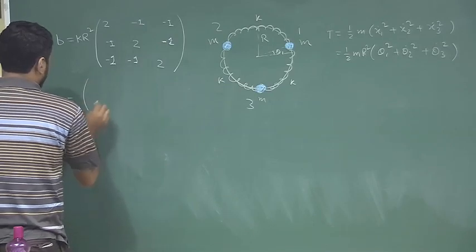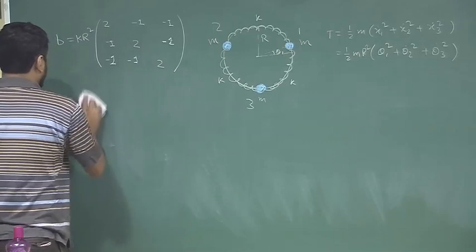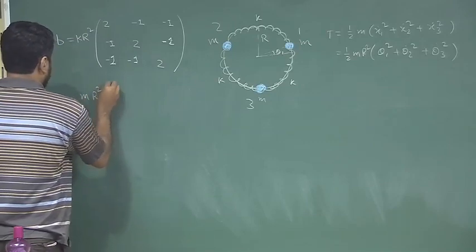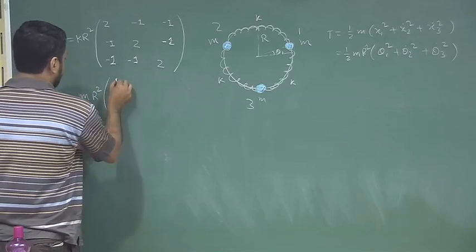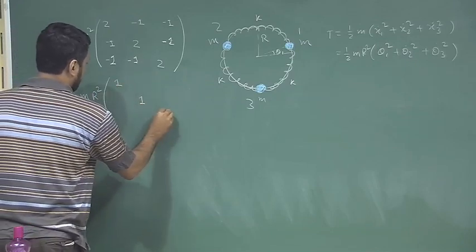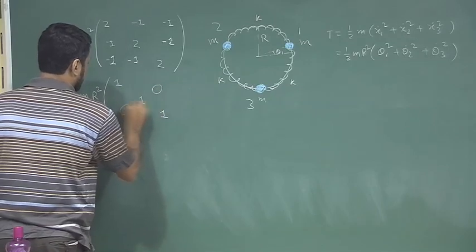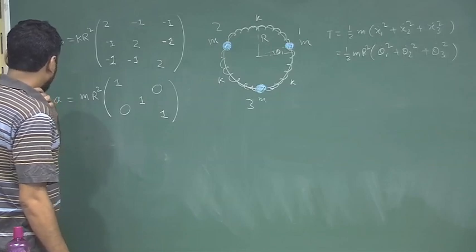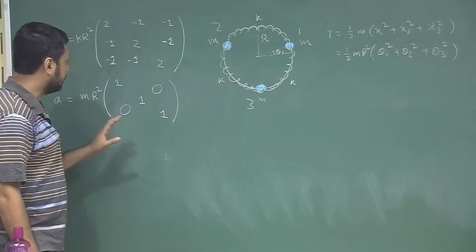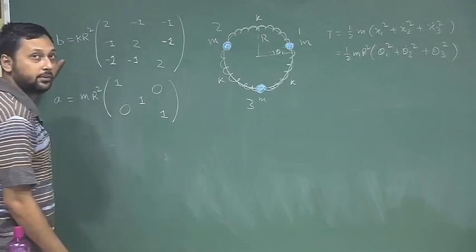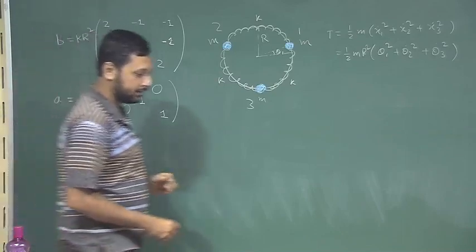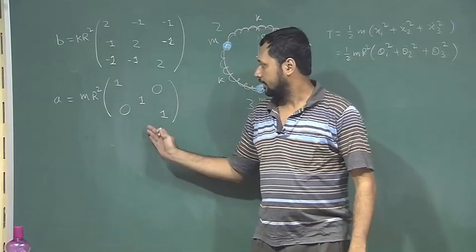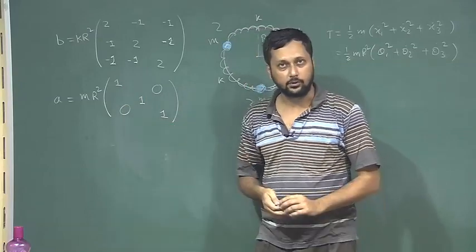So, once again we can write this A matrix as, okay. So, there will be an m r square term outside, and it will be simply 1, 1 and 1, that is it. Okay. So, now we have to find out the normal mode frequencies. So, we have done our first bit. We could write the kinetic energies and potential energies in terms of these two matrices. Now, it is time for us to find out the normal frequencies of oscillation.